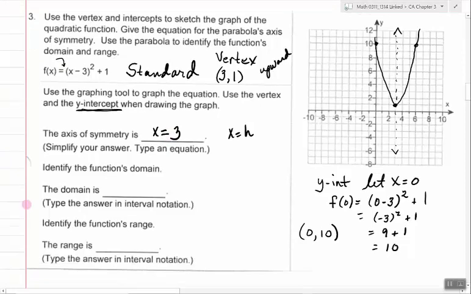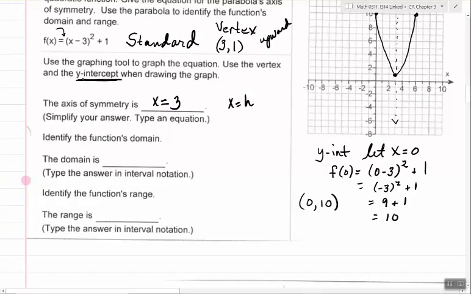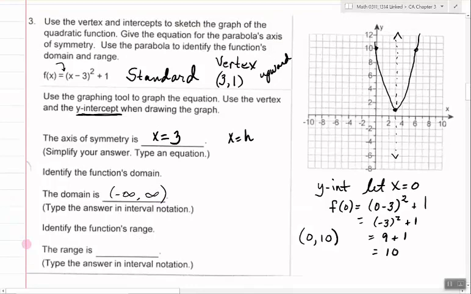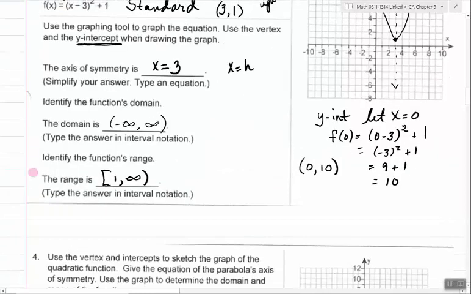The domain, you don't even have to think about it. It is negative infinity to positive infinity with parentheses. Now the range. The range are the y's, bottom to top. The bottommost y value is a 1. It is included. It will be a bracket 1. And it goes up on either branch toward positive infinity. So it is 1 to positive infinity. And that is that question.